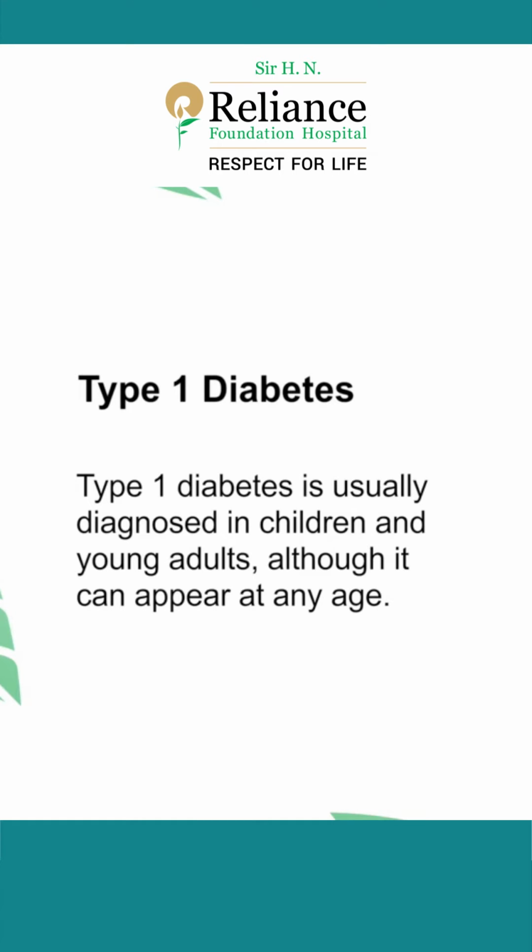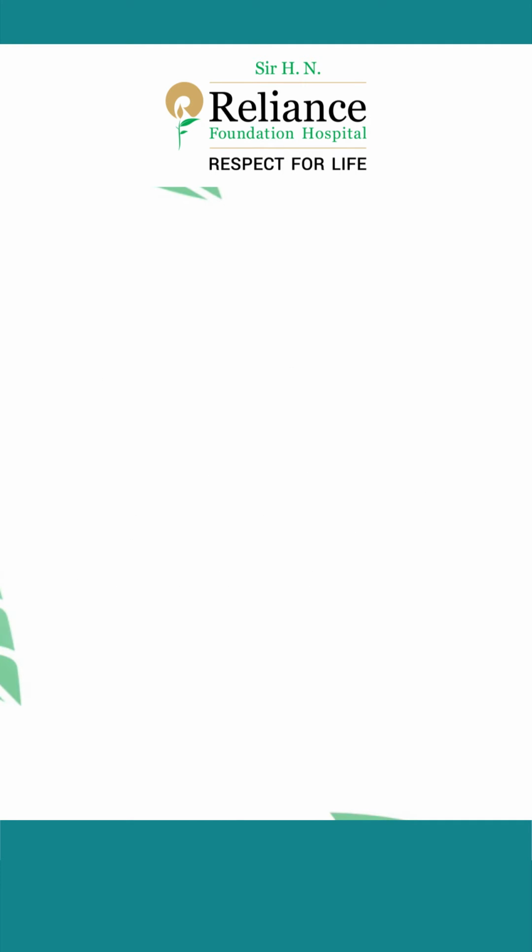Type 1 is thought to be due to a combination of genes and environmental factors. The exact reason for this is still being investigated, although we know that weight is not responsible for type 1 diabetes. Now, people with type 1 diabetes need to take insulin daily to remain healthy and for their sugars to be balanced. Now coming on to type 2 diabetes.